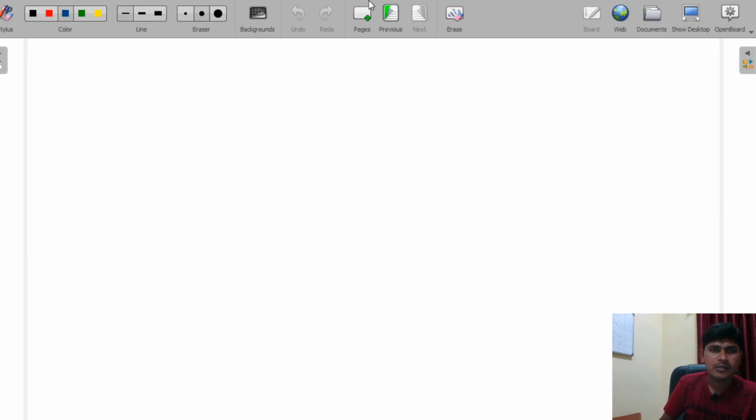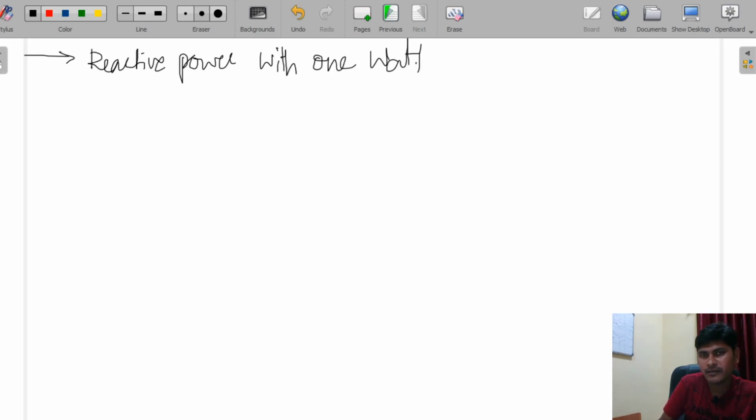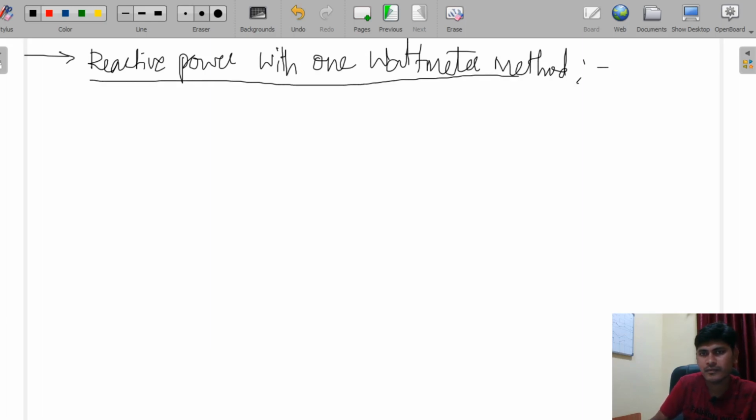Now I will go for reactive power measurement using the one wattmeter method, for a balanced load.